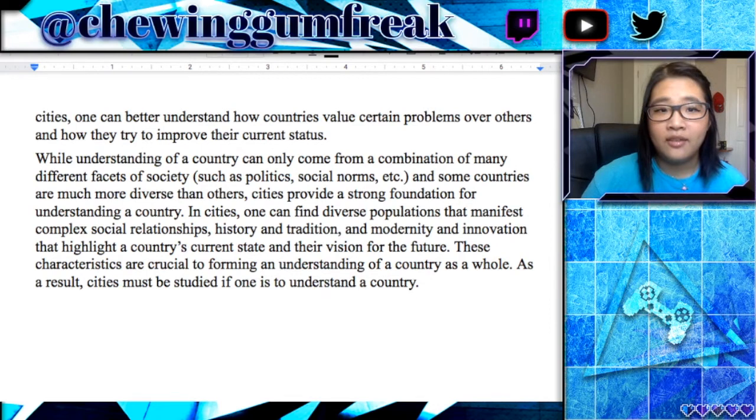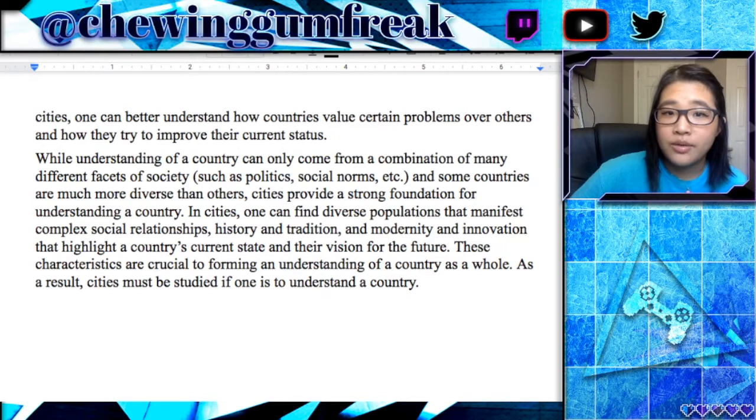While understanding of a country can only come from a combination of many different facets of a society, such as politics, social norms, etc., and some countries are more diverse than others, cities provide a strong foundation for understanding a country. In cities, one can find diverse populations that manifest complex social relationships, history and tradition, and modernity and innovation that highlight a country's current state and their vision for the future. Those characteristics are crucial to forming an understanding of a country as a whole. As a result, cities must be studied if one is to understand a country.